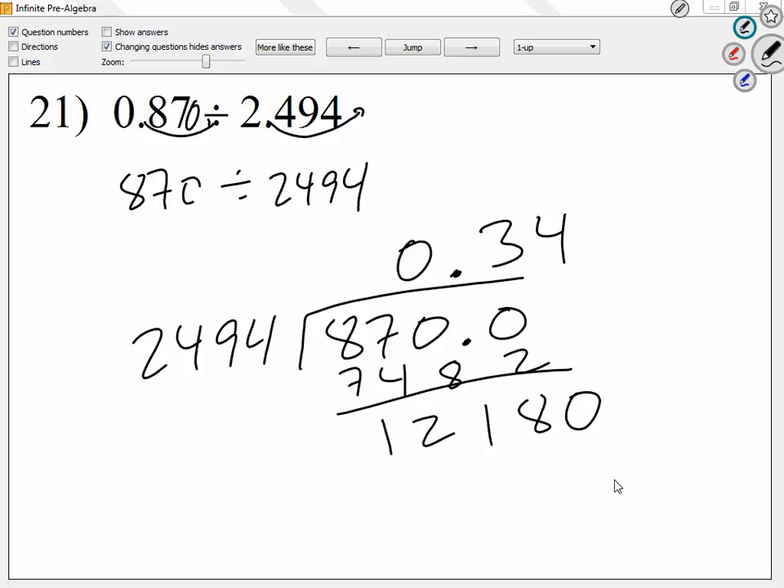4 times 4 is 16. Carry the 1. 4 times 9 is 36 plus 1, 37. 4 times 4 is 16 plus 3, 19. 4 times 2 is 8 plus 1 is 9. Subtract this.